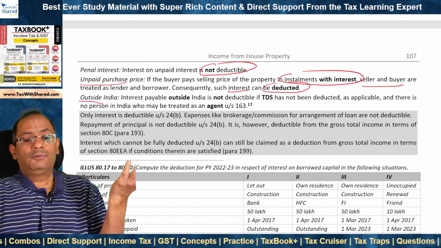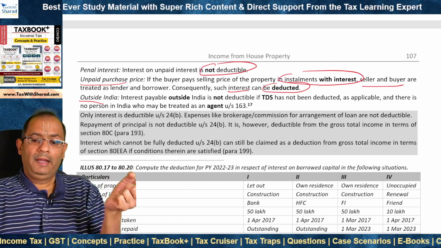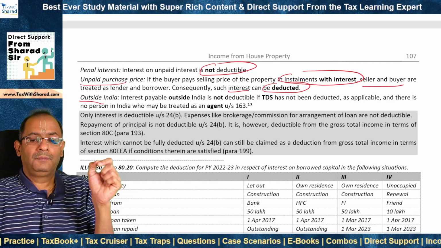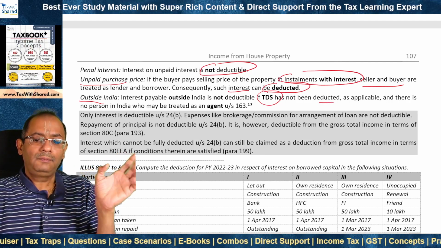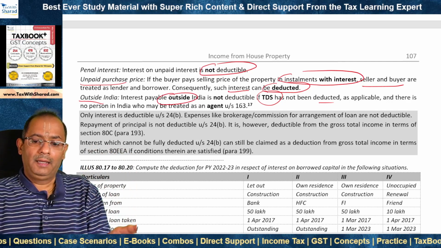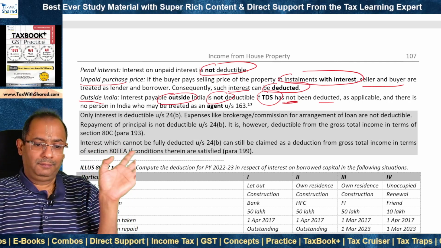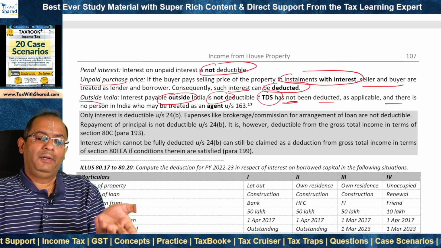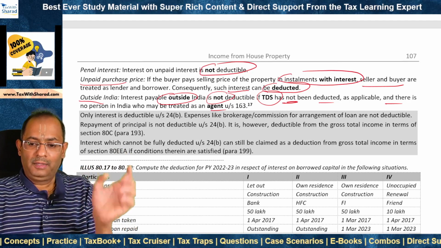If the lender is outside India, then interest will be payable outside India, and in that case it is provided that interest will be deducted only if the TDS on the interest has been deducted. Interest payable outside India is not deductible if TDS has not been deducted, and there is also no person in India who may be treated as an agent who the tax authority may approach for recovery of tax.